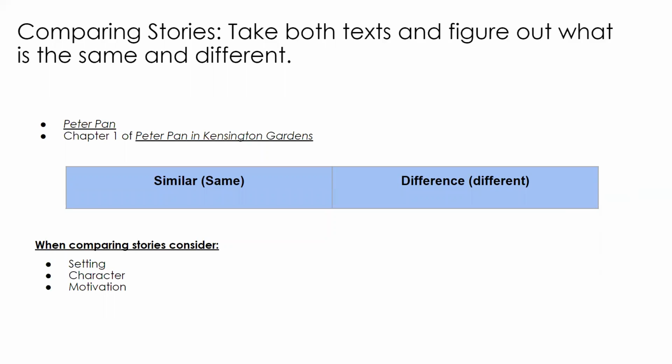This is what you are going to do in order to meet your learning target for today. Right after this video, you are going to write something that is similar and different between Peter Pan and chapter 1 of Peter Pan in Kensington Gardens. When comparing stories, consider the setting. Is it the same? Is it different? Think about the characters. Are they the same? Or are they different? Motivation. Is there a motivation? Is it the same? Is it different? So that's what you're going to be doing today, writing down what is the same and different between these two texts.